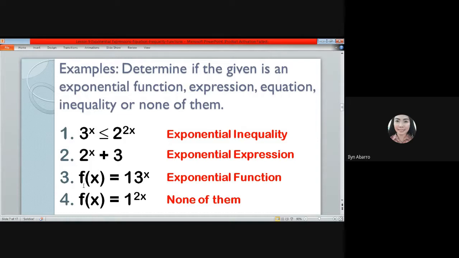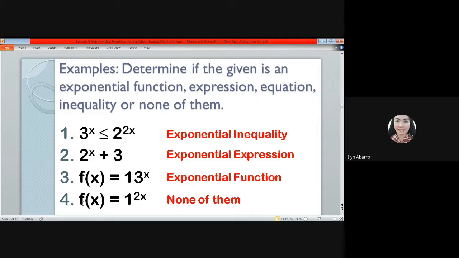Number 3, f of x, or the function of x, is equal to 13 raised to x. So, this is a function notation, and the base is 13, that is greater than 0 but not 1, and we also have a variable x in the exponent. So, therefore, this is an exponential function.